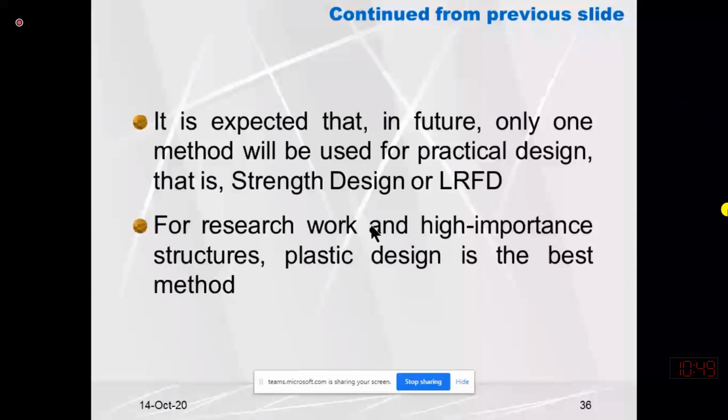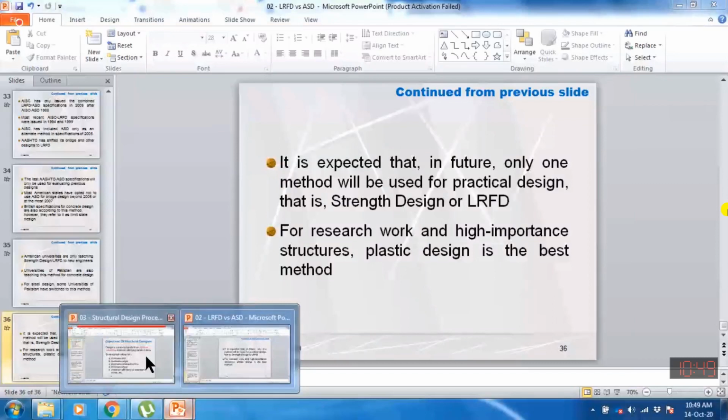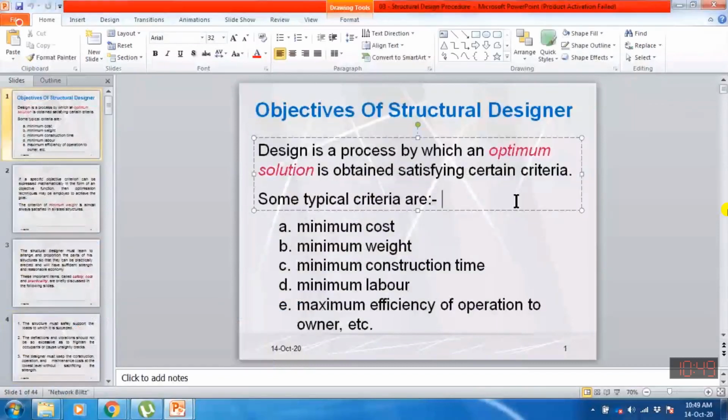So this was the scenario. I would like to have some questions. If you have questions, then I will switch to the next phase of the lecture. If you have questions, you can use the raise hand option. Does anybody have any question? Yes, Uzair Shafi, please ask.